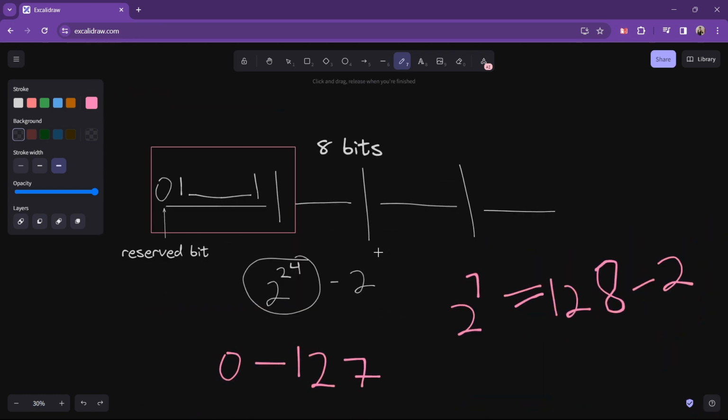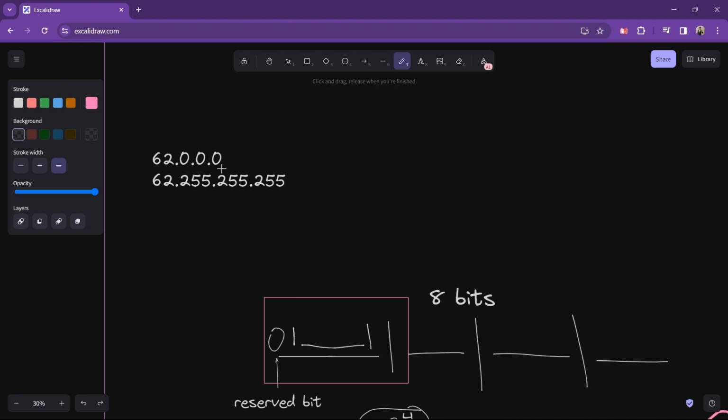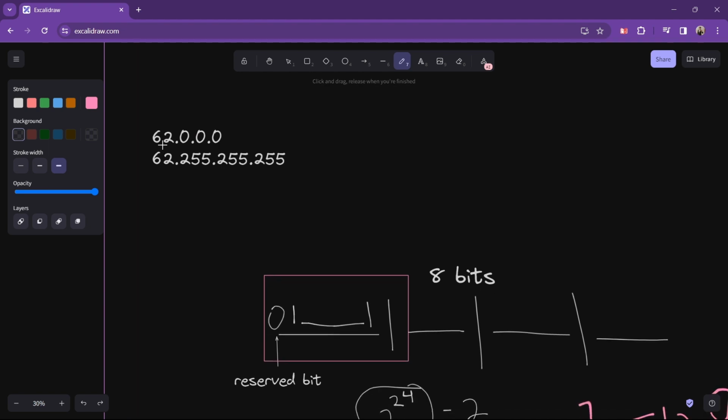Now, this representation is called dotted decimal representation. For example, 62.0.0.0 won't be used, as this represents the whole network. We can't use it, as this is the network ID for that particular network, and the last one is the broadcast IP. If I send a message over this IP, it will be transmitted to all the PCs connected in the same network. So if I'm connected with 62.1.0 point something, and I send a message on 62.255.255.255, then I will also receive it.